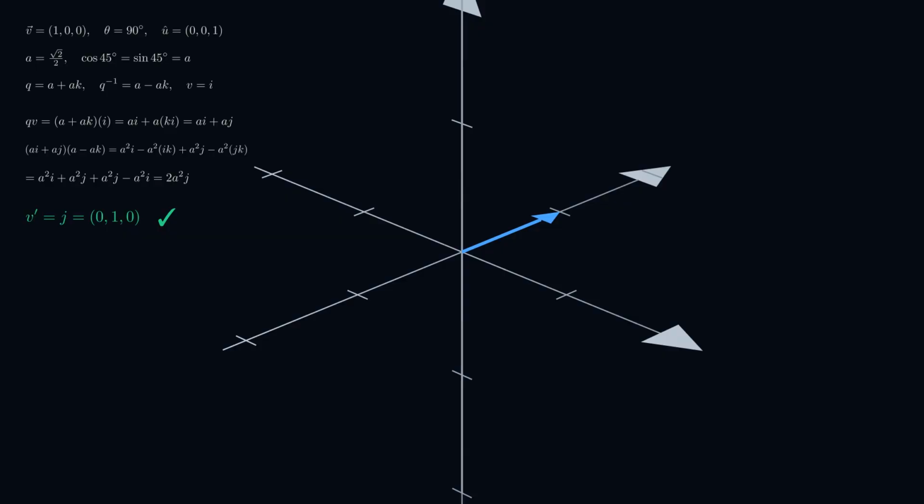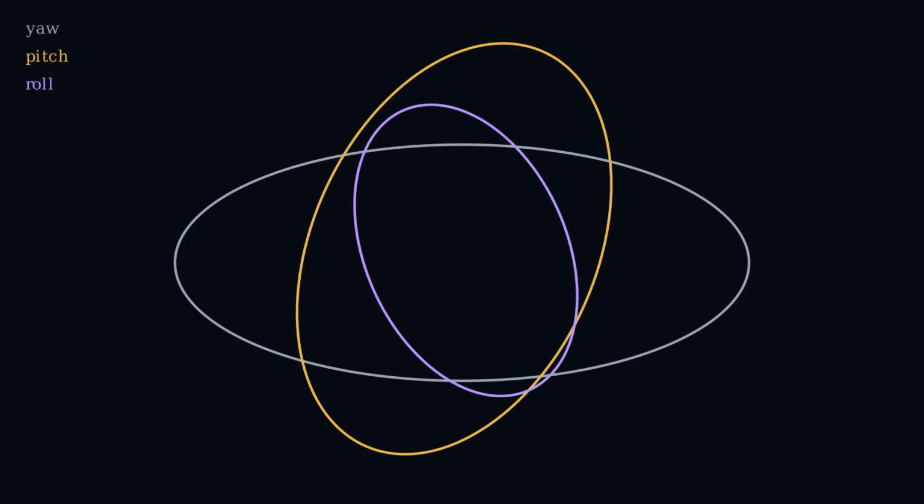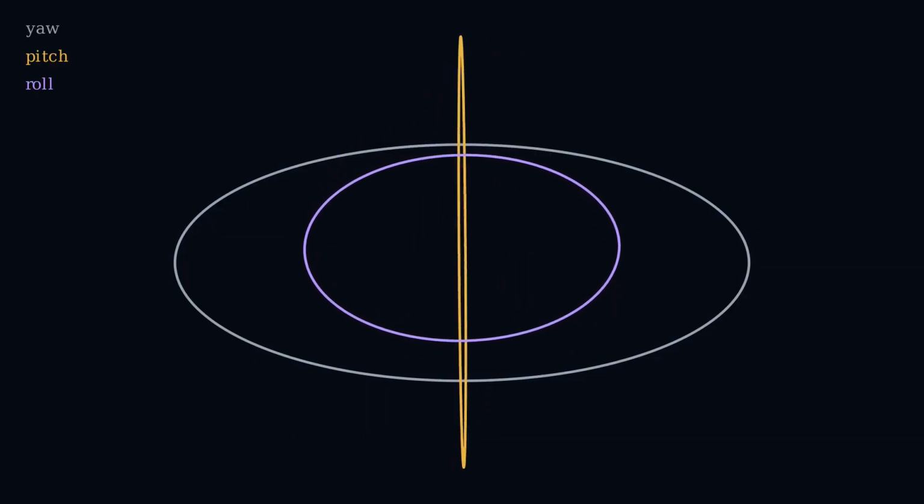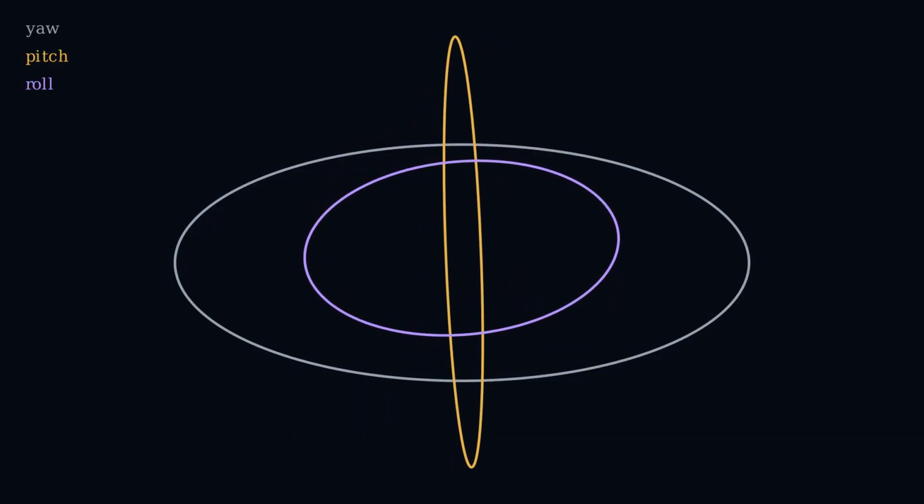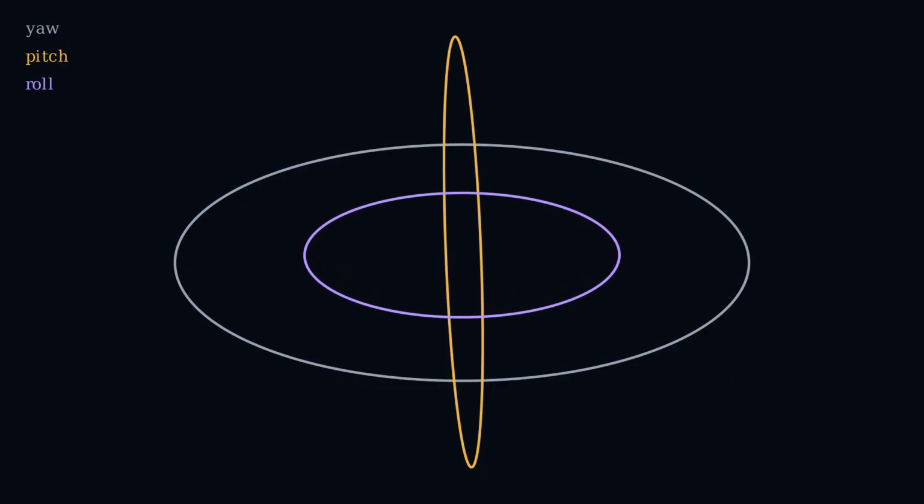Confirmed. Euler angles, roll, pitch, and yaw are intuitive. 3 rings, 3 independent axes to turn. Turn all 3, and each one moves independently. But push pitch toward 90 degrees, nose pointing straight up, and watch the roll ring.